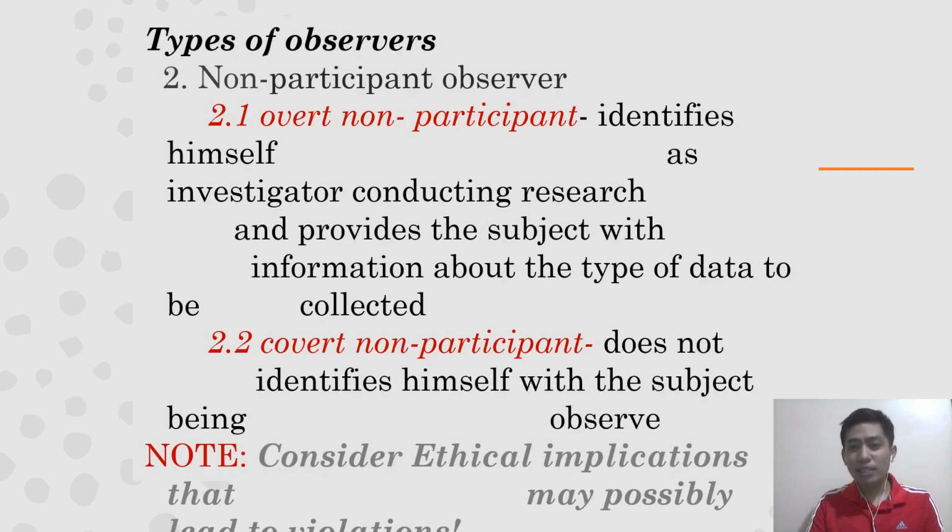So we have the non-participant observation. For the non-participant observer, we have the overt non-participant. You will divulge that you are a researcher and you only observe their practices and it is only a research. In the covert non-participant, the researcher does not identify himself with the subject being observed.